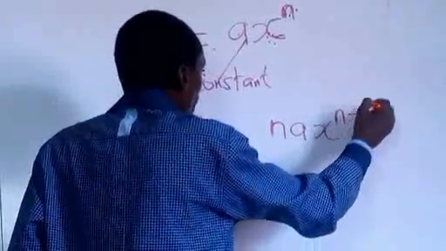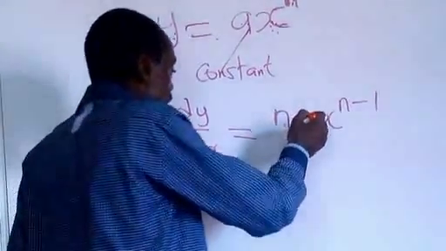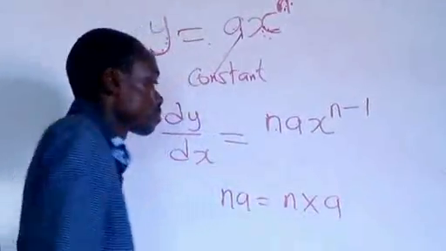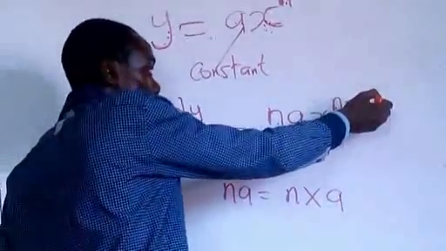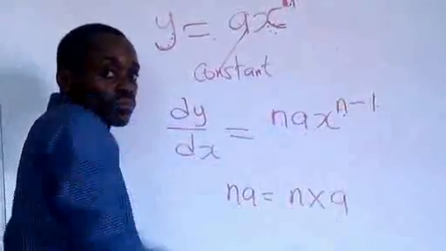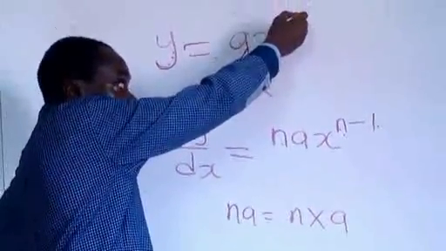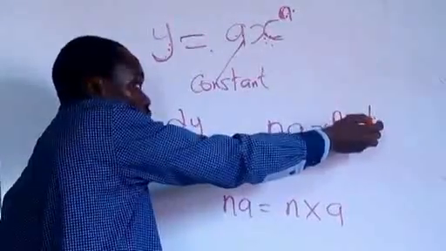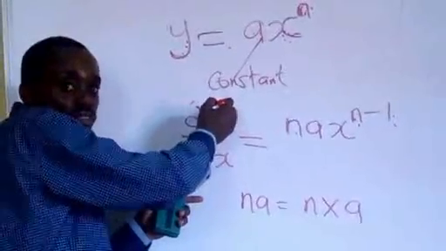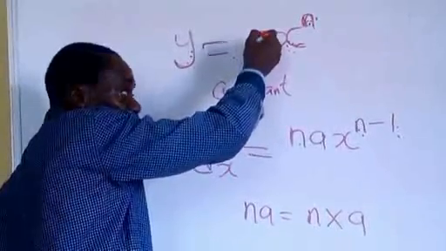We know that na actually means n times a. Now n minus 1 means that the power of x decreases by 1 from the initial value. So if n originally was 6, by the time you differentiate, it's going to be 6 minus 1, which is 5. What is happening in dy/dx when you are differentiating is that the power comes down and multiplies the a, which is the constant. So n times a gives you na. Then the power decreases by 1.